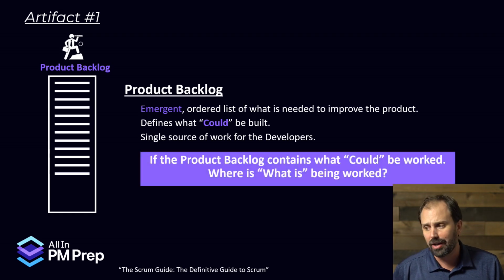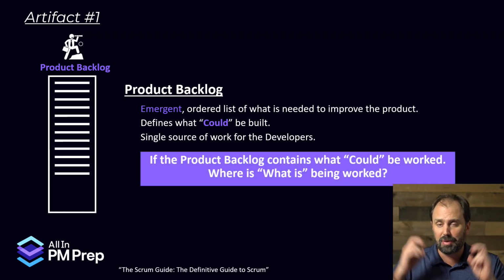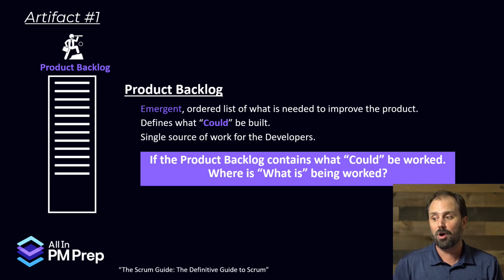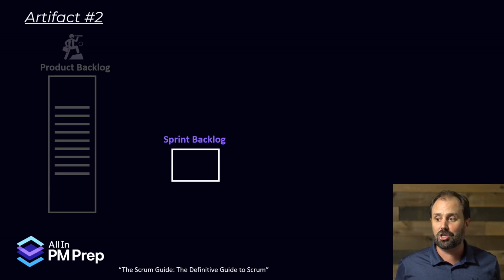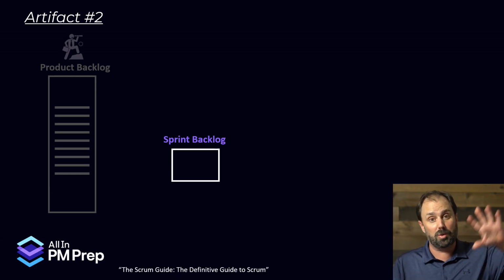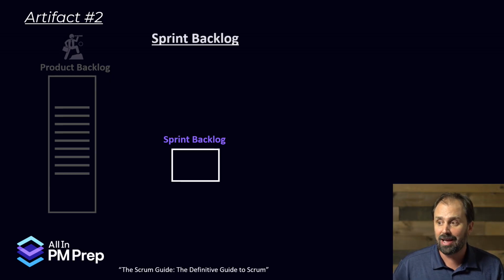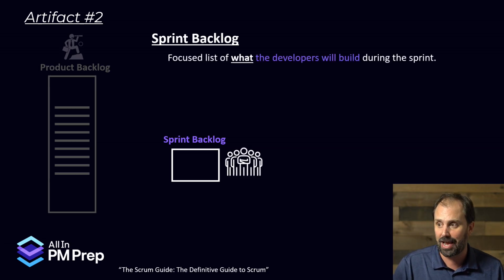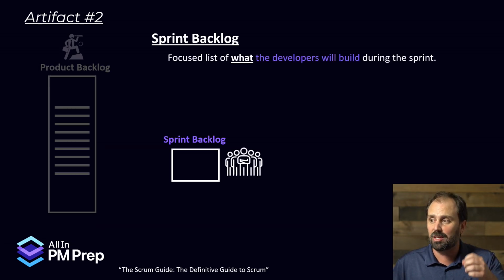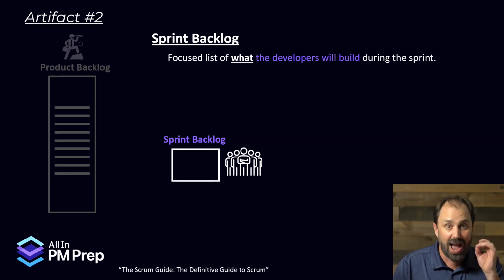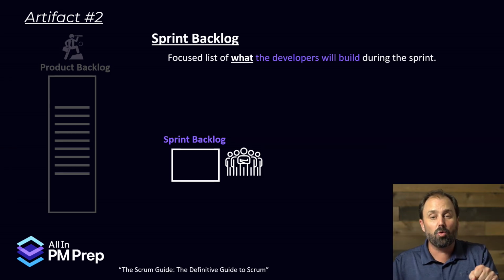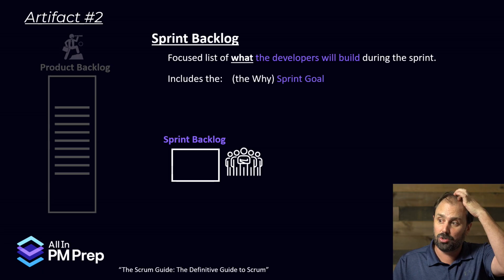Now, if the product backlog contains what could be worked, where is what is being worked held? Well, you don't know yet, but I'm getting ready to tell you. Artifact number 2 is called the sprint backlog. So we went from product backlog to sprint backlog, and it's a smaller little list, okay? It's a focused list of what the developers will build during the sprint, what they're actually going to put a wrench to and do, okay? It includes the why.